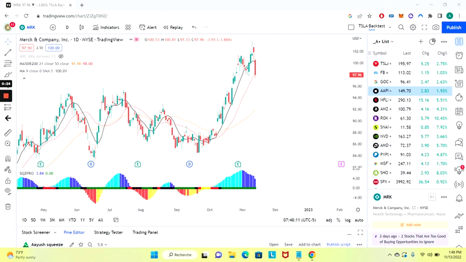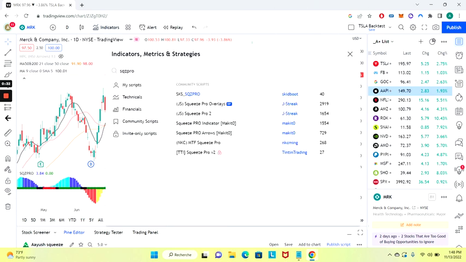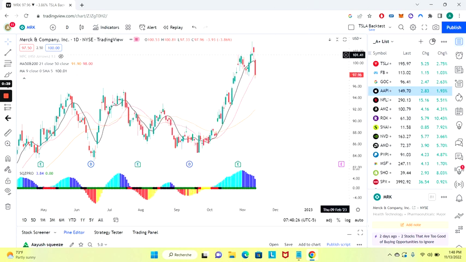So first thing, how you get this indicator is you're on TradingView, you go to indicators and look for Sqzpro. So the one with market 0, that's the one I use, and you can adjust the settings for your own preferences.